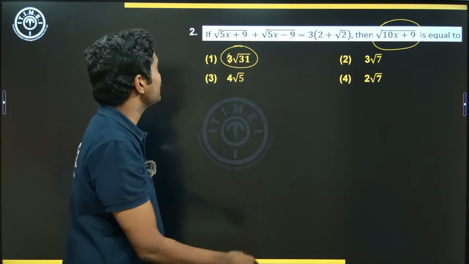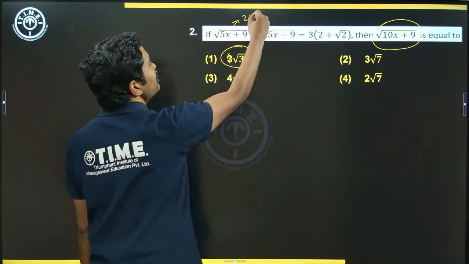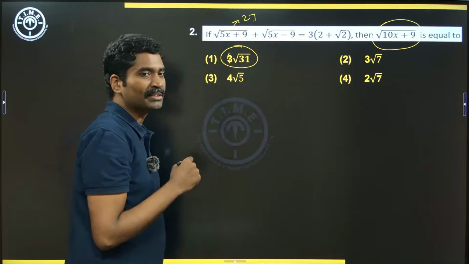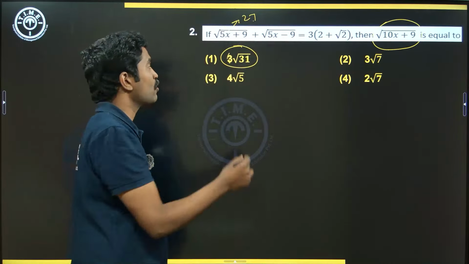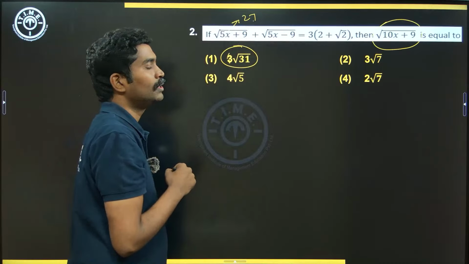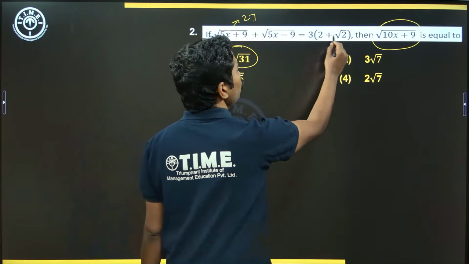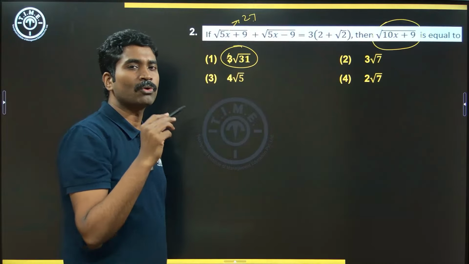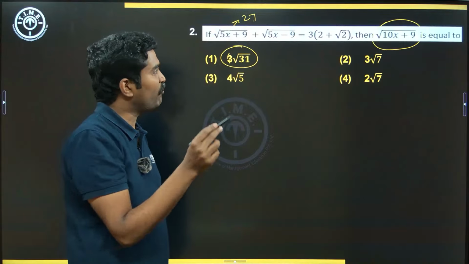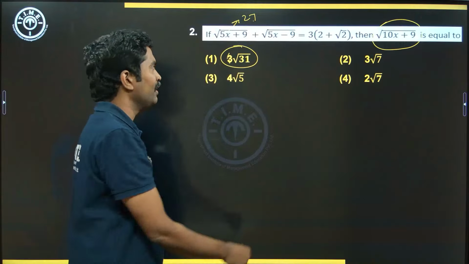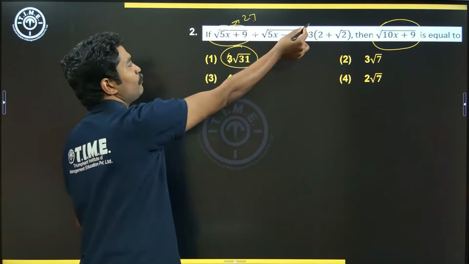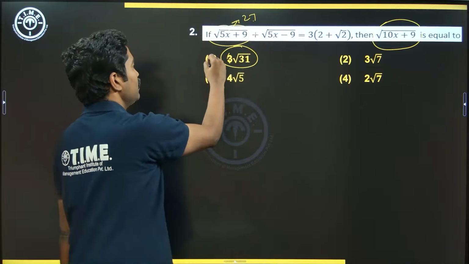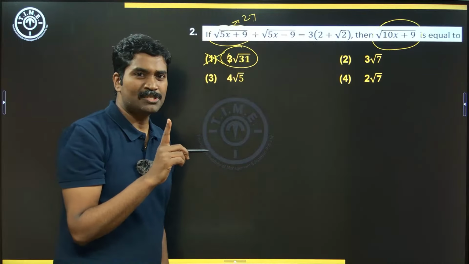If x is 27, please put x equal to 27 here. 27 5s are 135 plus 9, 144. Square root of 144 is already 12. But hey, 2 plus root 2. Root 2 is 1.414. 2 plus 1.414, 3.414. 3.414 into 3 is 10 point something. One term is already 12, but my right hand side is less than it. So, all right. Now, what is smart about it?